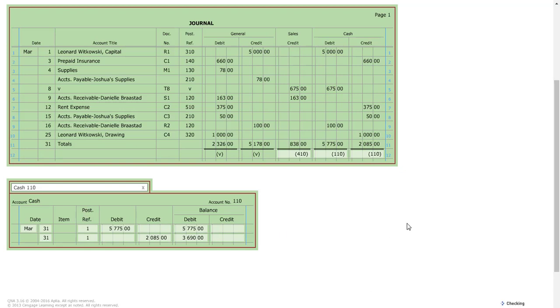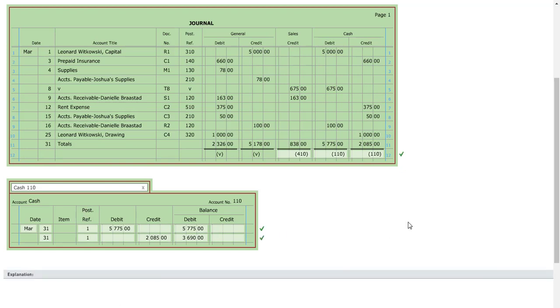Check my answer. Now this one was much shorter than yesterday's, agreed? Because all we had to do was post 3 numbers in there.